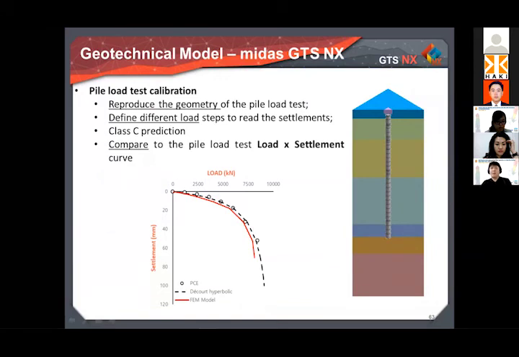Trying to obtain better values, we did a pile load test calibration. In GTS-NX, we have created this simple model to calibrate the load settlement behavior. So the geometry of the pile will reproduce different load steps, and the pile parameters were changed through trial and error. That is what we call a Class C prediction, where parameters are changed looking for convergence with measured values. A load settlement curve shows the pile load test result along with the finite element model created, and the values of settlement seem to fit well to what was measured.